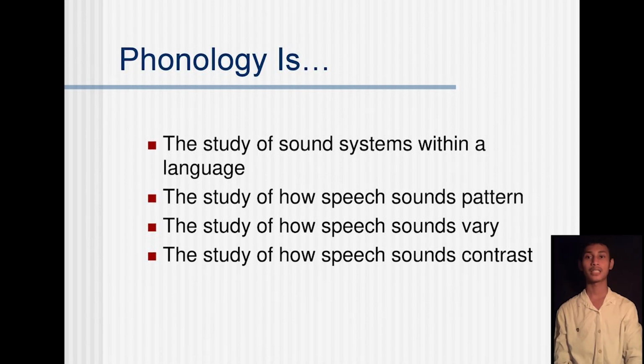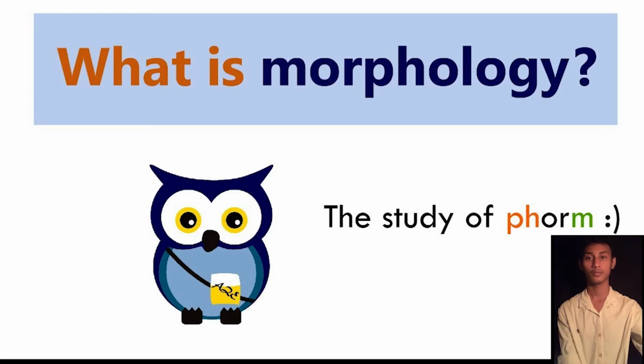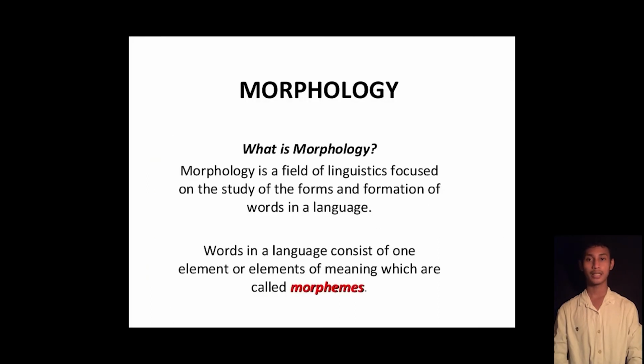Here is an explanation of what phonology is and its parts, namely phonemics and phonetics. And we will move to the second one. The second one is morphology. Morphology is a branch of linguistics which examines the internal structure of words and the process of word formation. A morpheme is a unit in language that carries meaning.